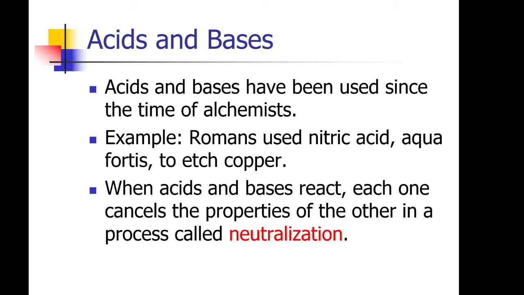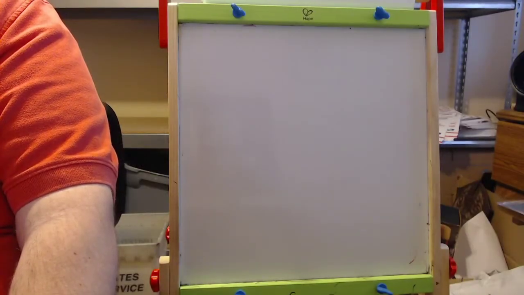Romans used nitric acid. They actually called it aqua fortis, which in Latin roughly translates to strong water, to etch copper. And the reason they called it strong water is because acids are aqueous solutions. So they look like water, but they would take this water-looking sample and pour it onto copper and it would eat a hole into copper. And therefore they gave it the name aqua fortis.